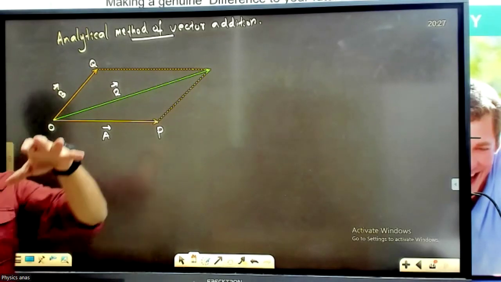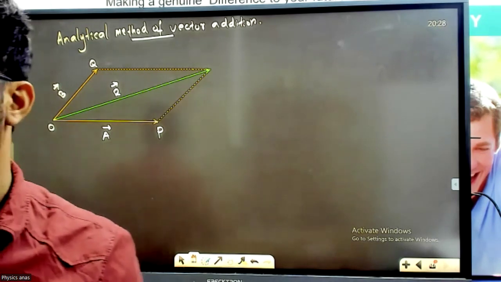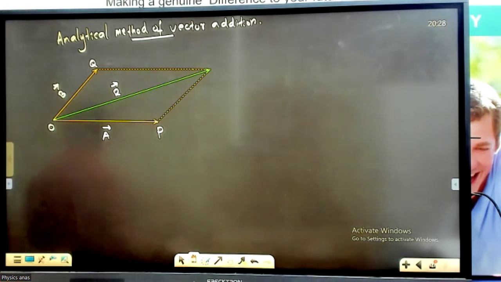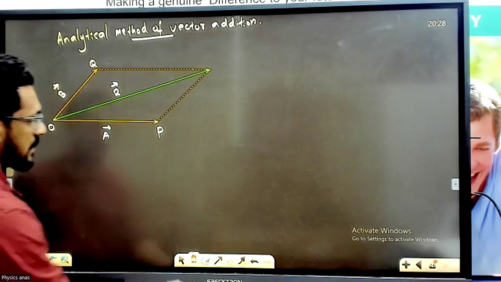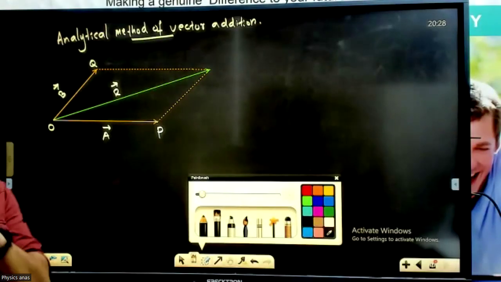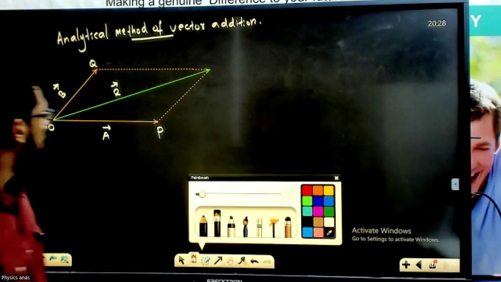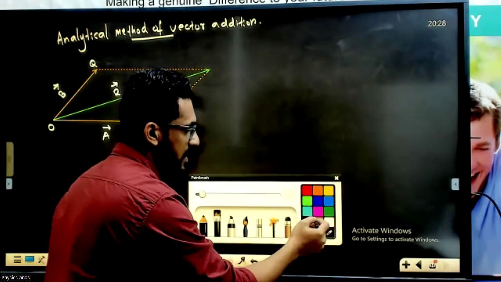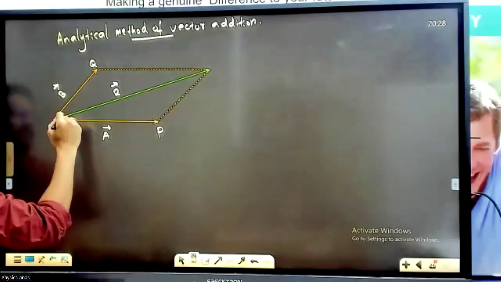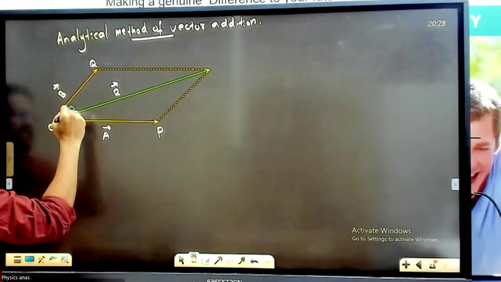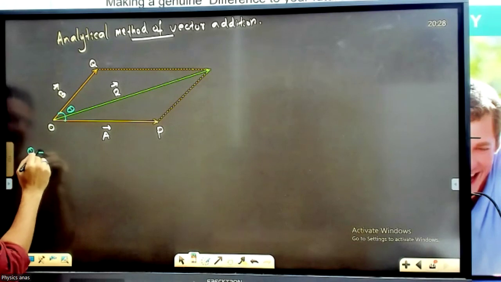Now I have to find the magnitude of the resultant and the direction of the resultant. For that, I need two angles. I am taking the first angle here. I am taking the angle between A and B as theta. So what is theta?